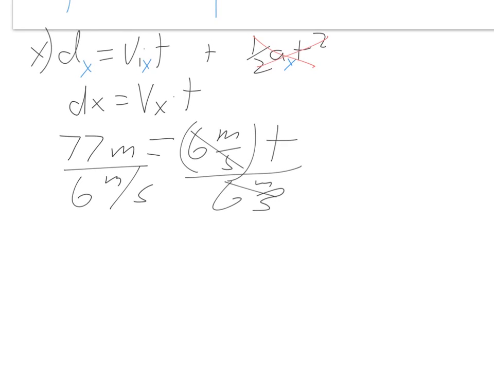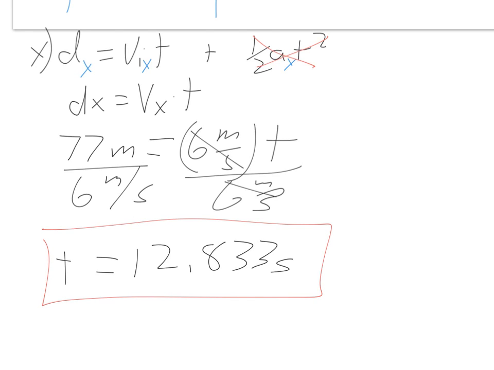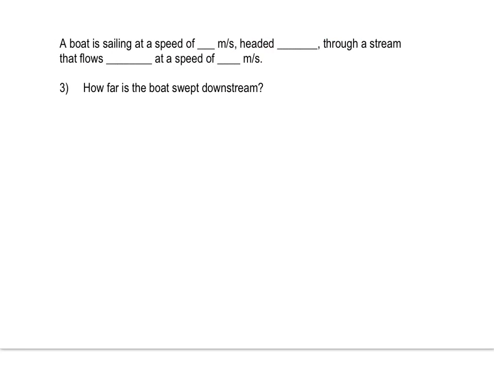All right, and so the time is just going to be that 77 divided by 6. I have that calculated out. That's 12.833 seconds. The boat spends just under 13 seconds crossing this river. And now question 3 asks us to find how far the boat is swept downstream.